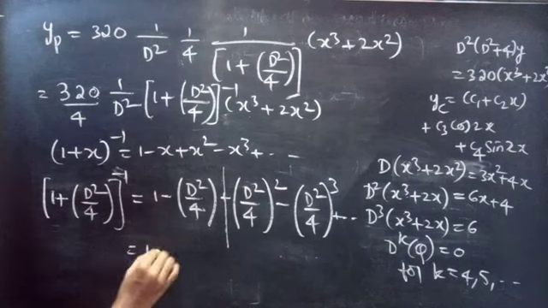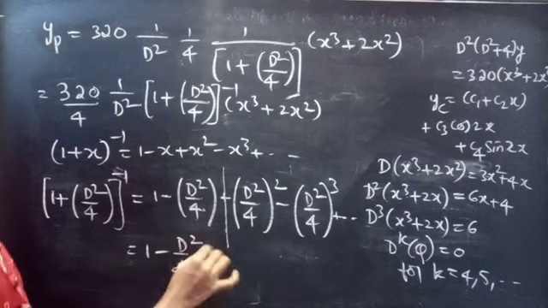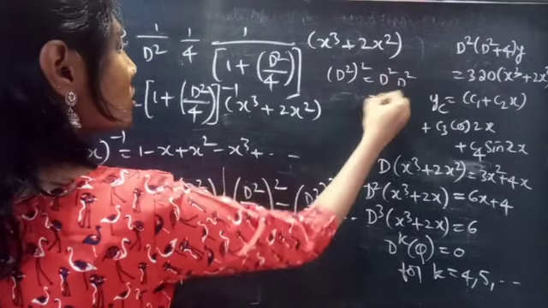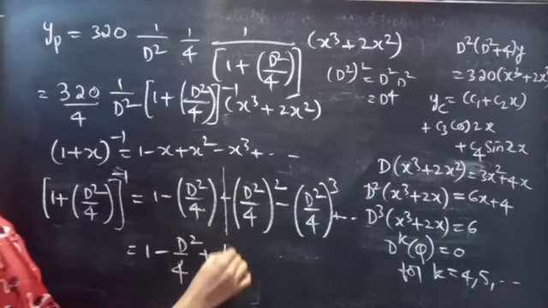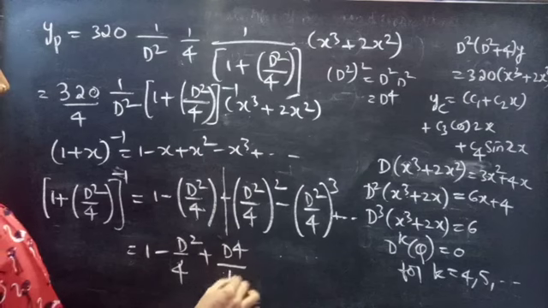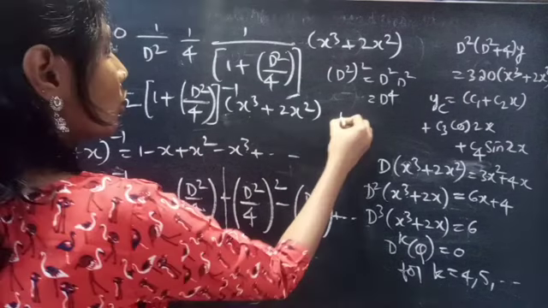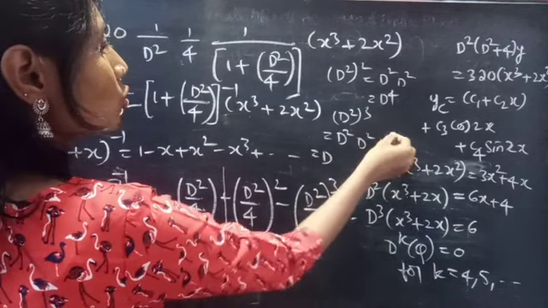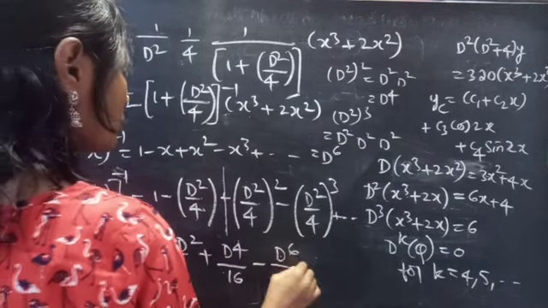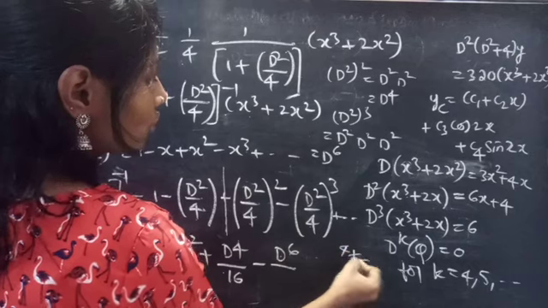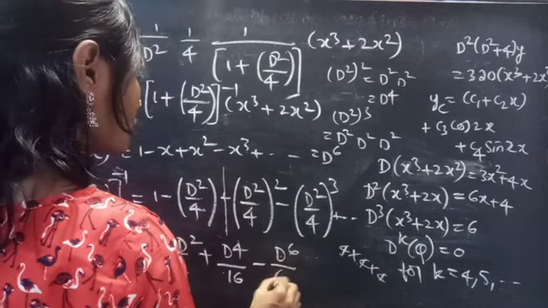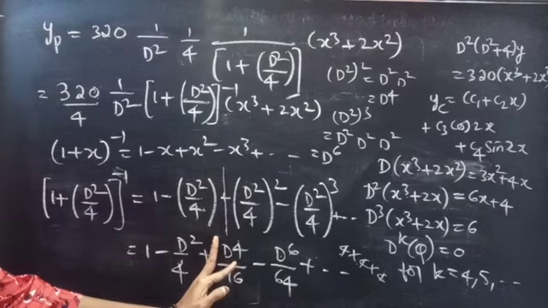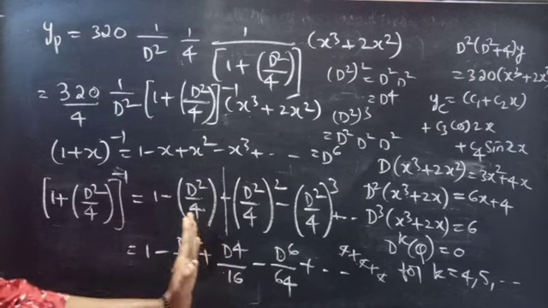Why? Because we'll get 1 minus d square by 4 plus d square whole square, which is d square into d square, which is d power 4. We'll get plus d power 4 by 4 square, which is 16, minus d square whole cube, which is d square into d square into d square, which is d power 2 plus 2 plus 2, which is 6. You'll get d power 6 by 4 cube, which is 4 into 4 into 4, 4 fours are 16, 16 fours are 64, right? Plus so on. So from the third term, you have higher powers, so we can neglect from here.